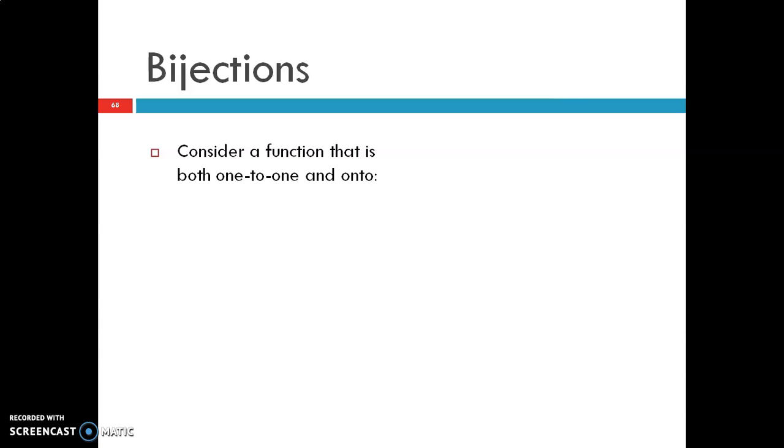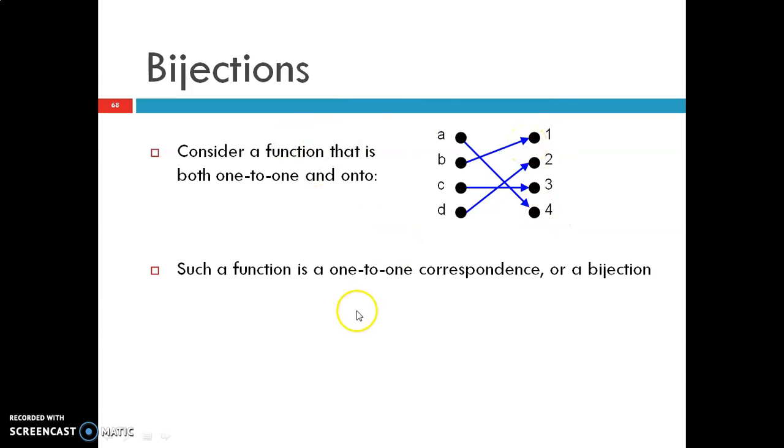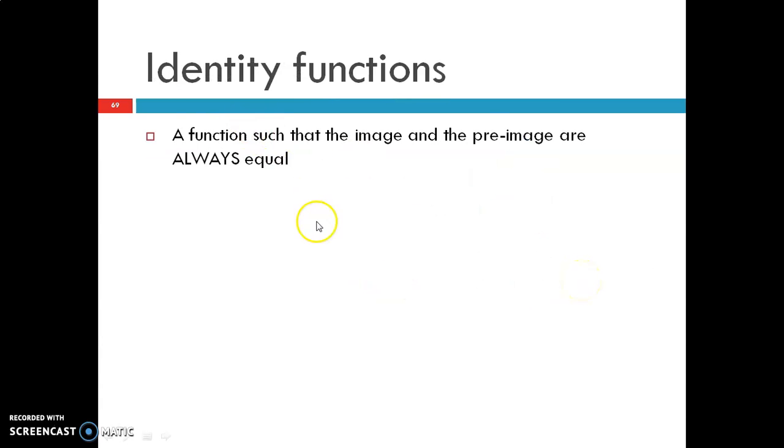Bijection: a function that is both one-to-one and onto is called a bijective function. Consider a function that is both one-to-one and onto. So this is the example. Here you can see that each input from the domain set has a unique output value from the codomain set, and all the values from the codomain set are occupied, so it is onto also and one-to-one also. Such a function is a one-to-one correspondence or a bijection.